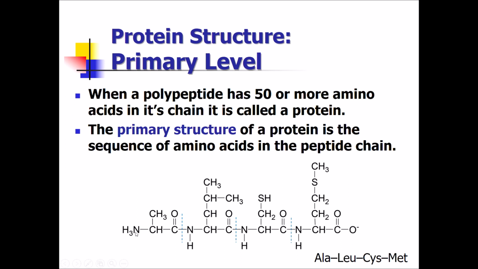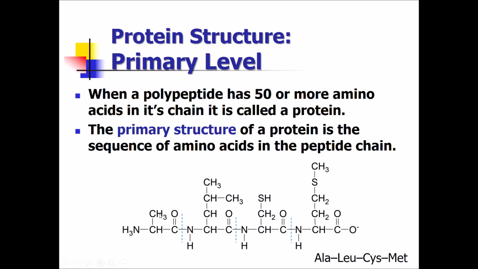And I'm starting with alanine because it's on the N-terminus side. So alanine is first. The next one is leucine. And then this one is cysteine with the sulfur here. That's cysteine. And then finally, methionine is the 4th one, and that's what this one is here.